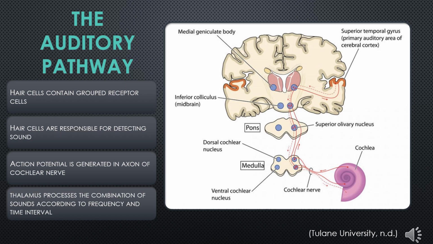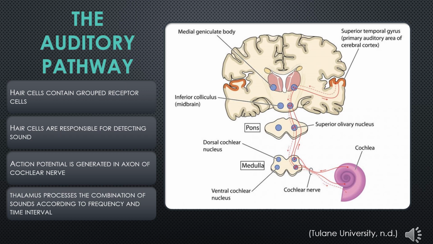Hair cells, which are spiral organs that contain receptor cells, are grouped into rows. One row of inner hair cells and 3 rows of outer hair cells. The hair cells are responsible for detecting sound. As sound is transmitted through the inner ear, action potentials are generated in the axon of the cochlear nerve after the depolarized hair cell releases neurotransmitters.